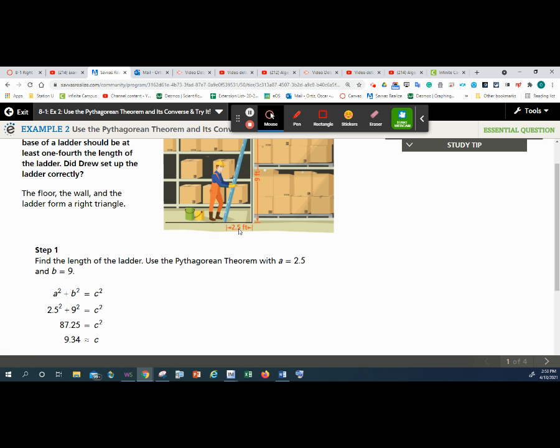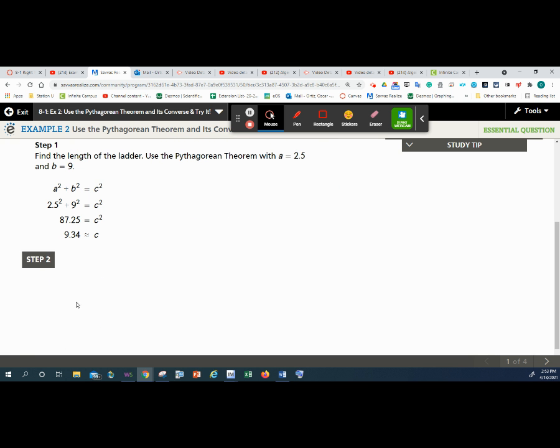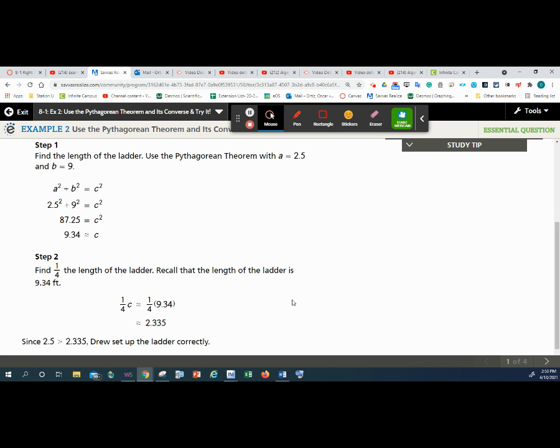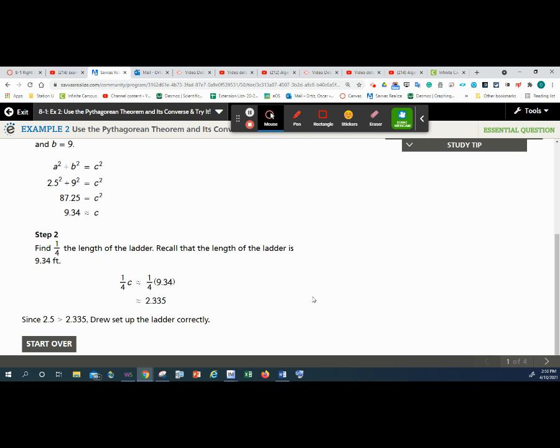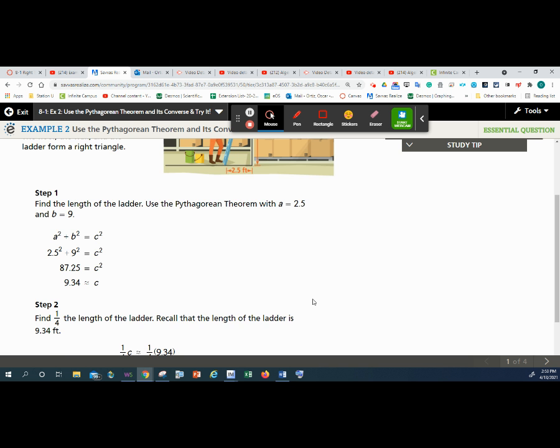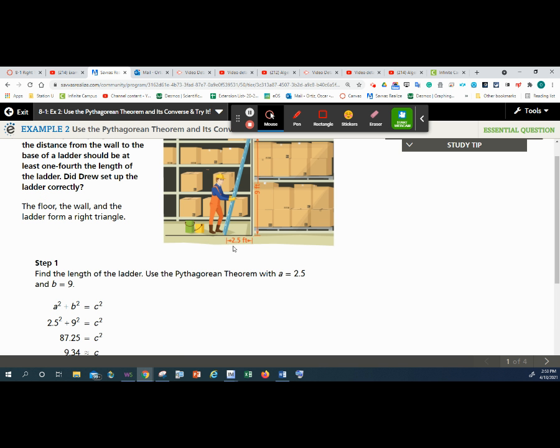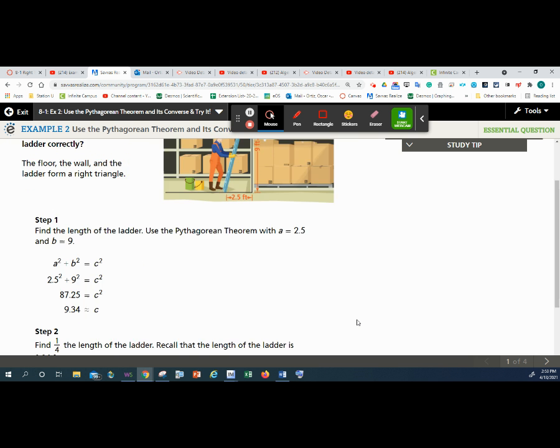So I just have to check that this number here is at least 1/4 of 9.34. Because 1/4 of 9.34 is 2.335, that means that we actually have at least that number, so we're being safe.